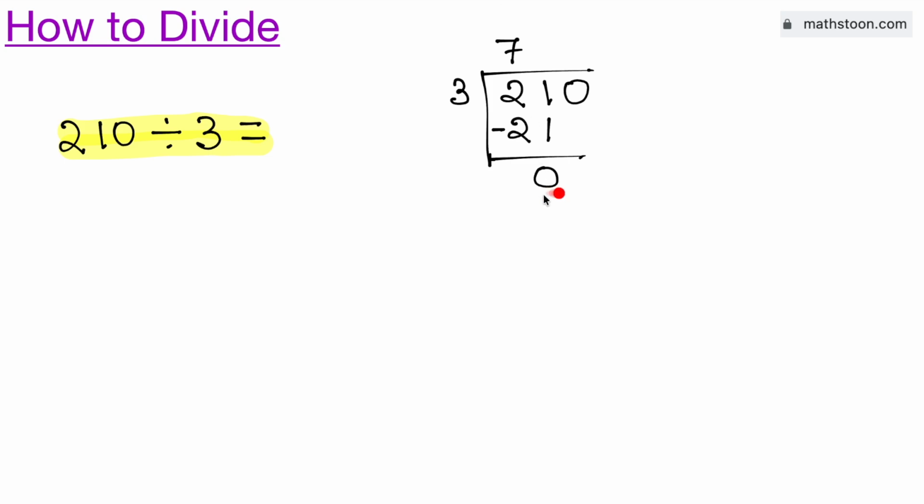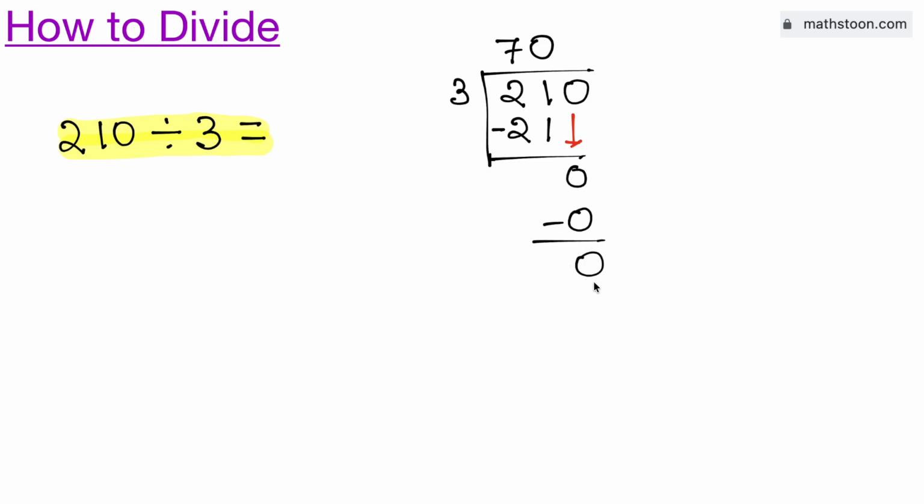Now 0 is less than 3. That is why we need to bring down this number 0 here. Now see that this is the number 0. So we will write 0. And from the multiplication table of 3 we know that 3 times 0 is 0. Subtract, we get a 0.